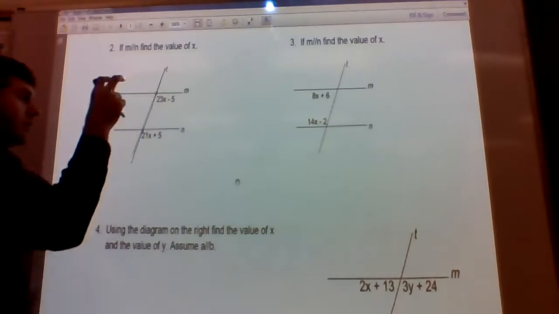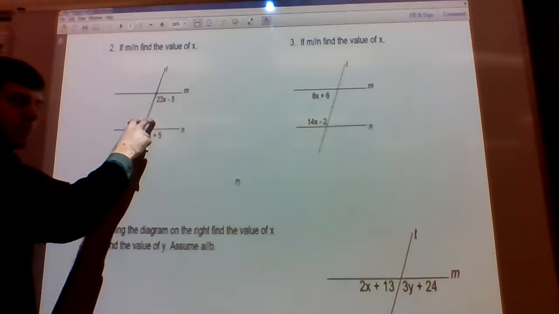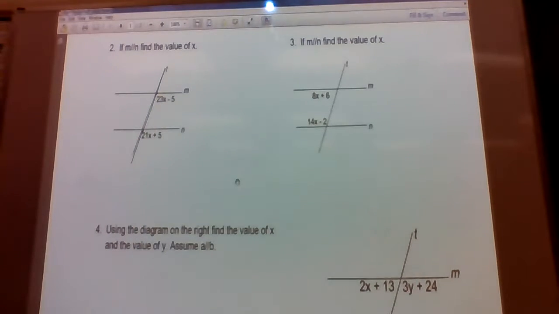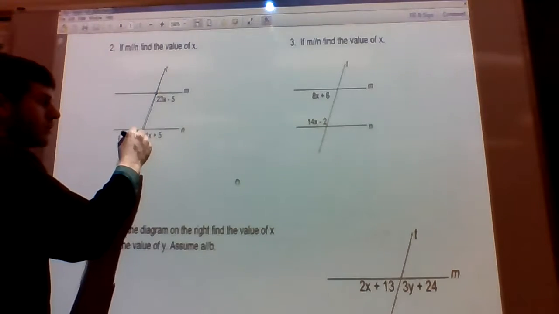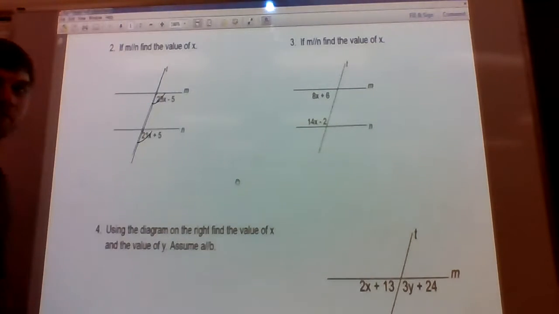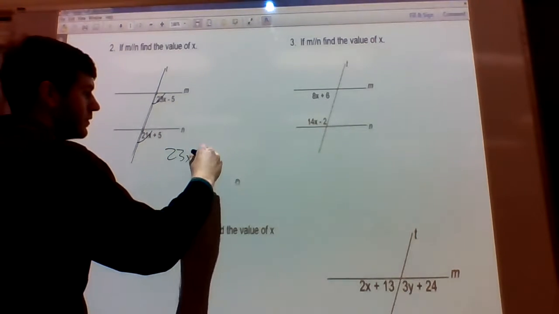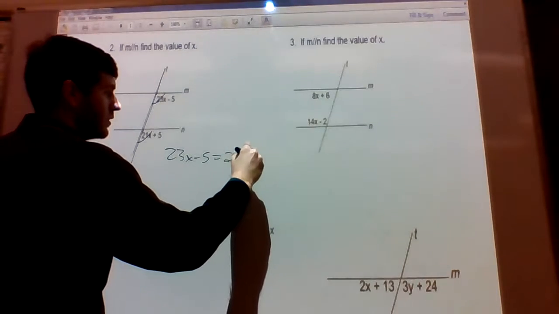If we pick up the top one, put it over the second one, where's 2x minus 5 going to be? It's going to be right on top of 21x plus 5. So what do we know about corresponding angles? We know corresponding angles are congruent. So their angle measures are equal. Since their angle measures are equal, we know 23x minus 5 is going to equal 21x plus 5.